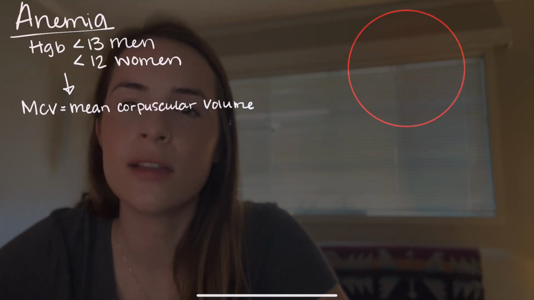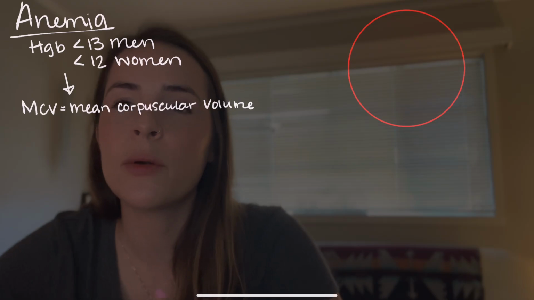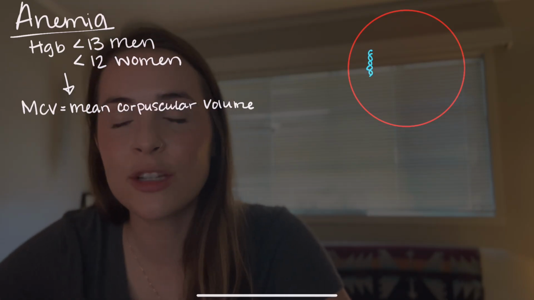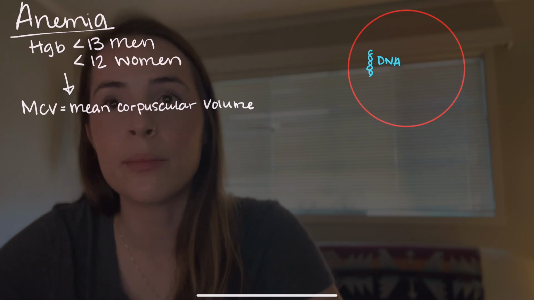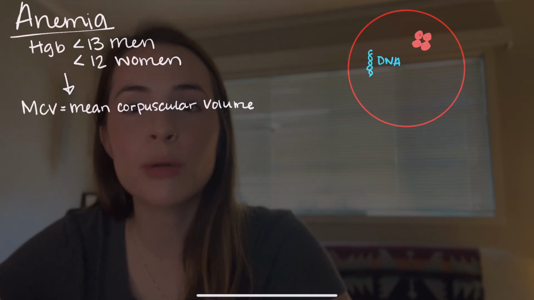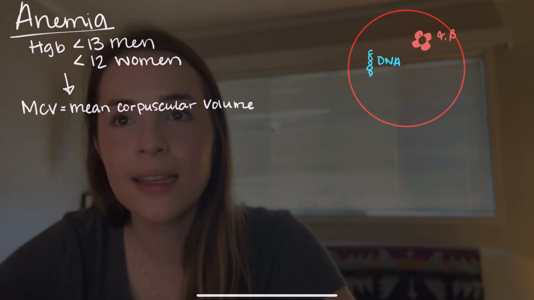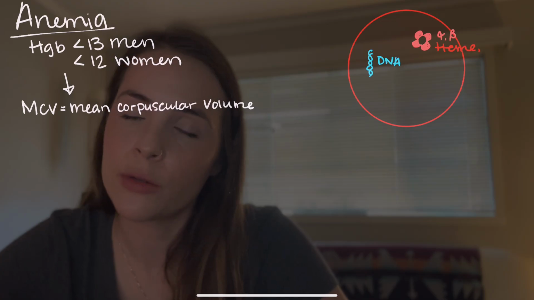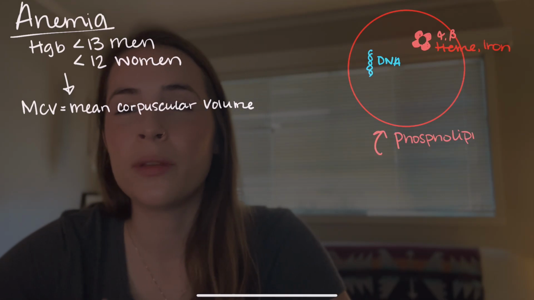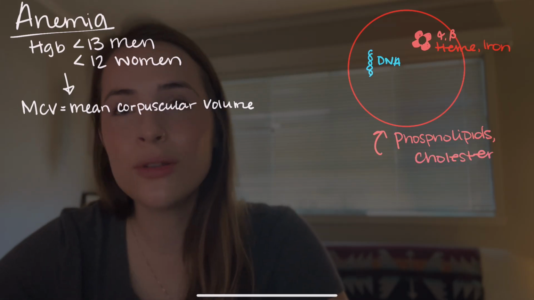This will make a little more sense if we take a step back and remember what's required to build a red blood cell. Well, first we need DNA to produce the red blood cell during hematopoiesis in the bone marrow. Then we need hemoglobin, which requires proteins, heme, and iron. And then we need the cell membrane, which requires phospholipids and cholesterol. And when cells are abnormally small or large, it's usually because one of these components is affected.